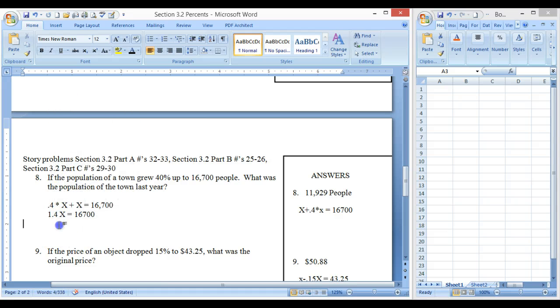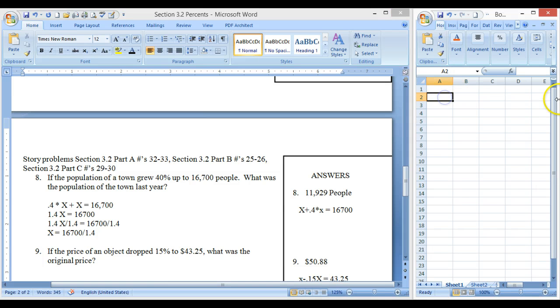Just copy and paste that down the next line to show my work. I need to get rid of that, so I need to divide both sides by 1.4 to isolate the x. Copy that down again. This is going to cancel out, and then I have 1.4 here. All right, so now it's just a matter of plugging it into my calculator or Excel.